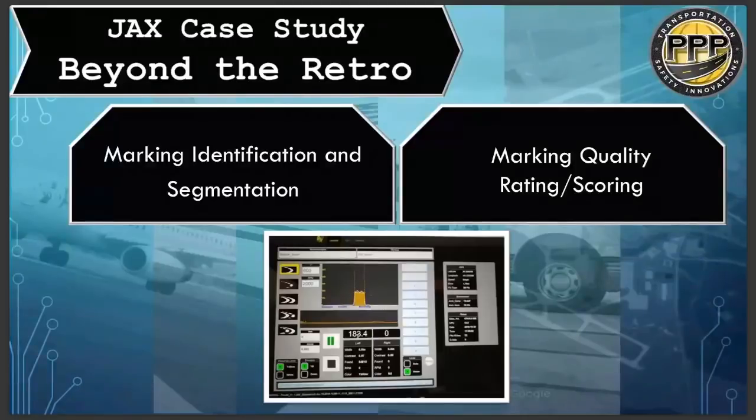So when we went back, we said, okay, let's look at two things. First of all, I want to better identify and segment the markings that we took. It's nice to have it all on a map, which it does very well, but we wanted to be able to split out those things. We'll talk about that in a second. And then, of course, marking quality rating score. So we added some things to not just retro, but added more items to it.